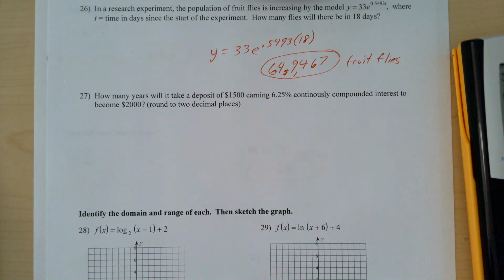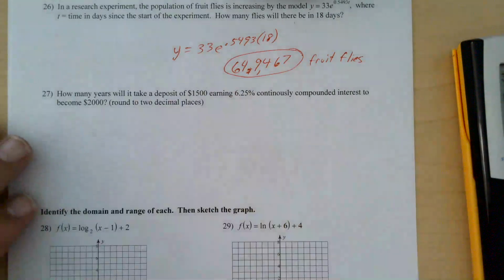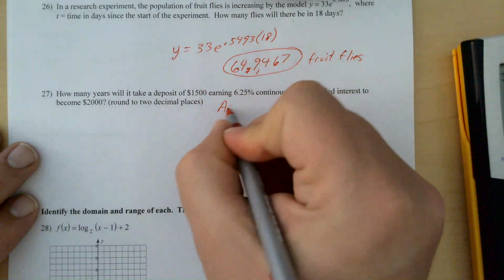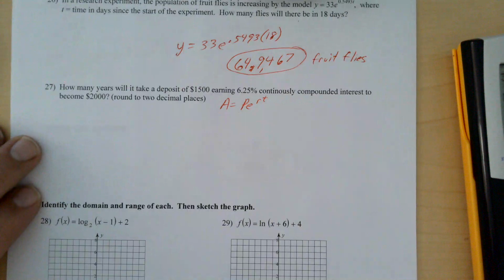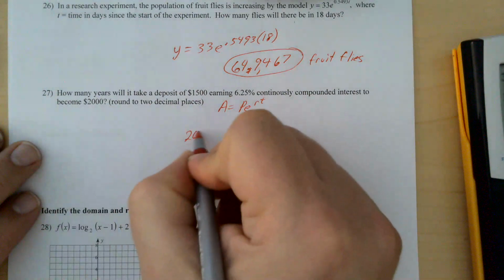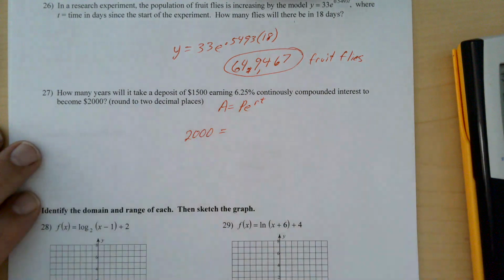I like having students be able to tell me precisely when money is going to equal a certain amount. So in this case, we use that same formula, which I would have on your paper. It's A equals Pe raised to the rt. This time, I want to know when we will have $2,000. Okay. I want my ending amount to be $2,000.